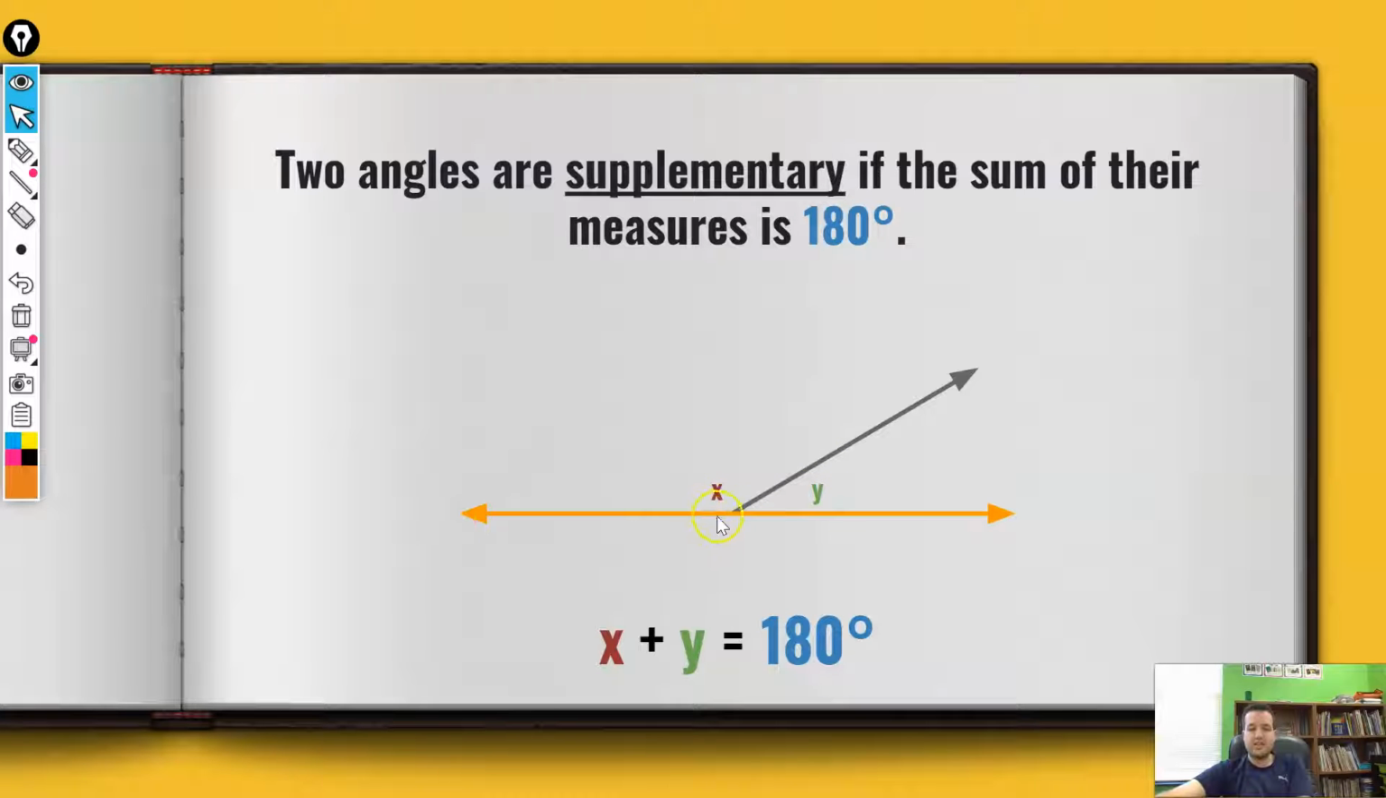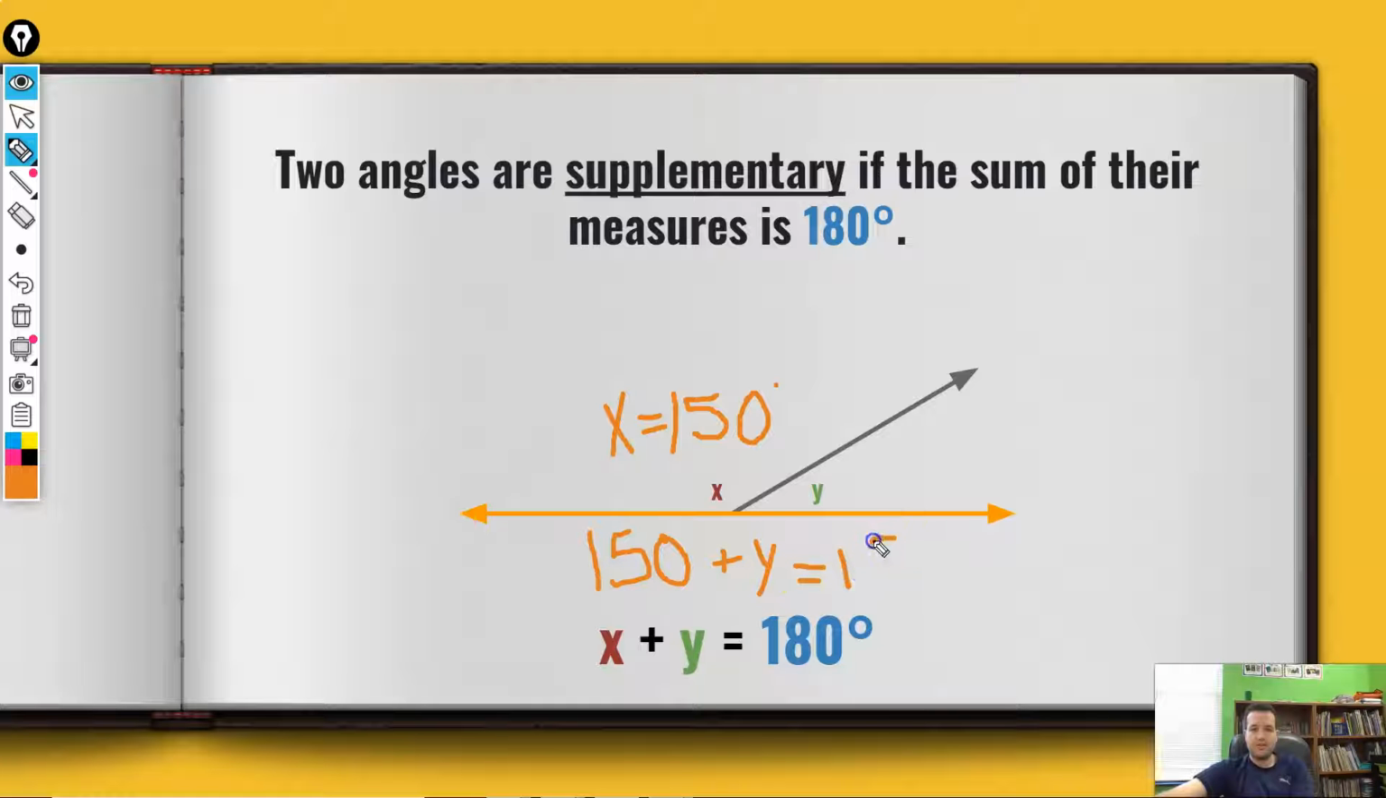So I can basically take whatever angle x is and take whatever angle y is, right? So here's angle x, here's angle y. If I add those two together, I will get 180 degrees. So let's say that I tell you that, hey, x equals 150 degrees. If I tell you that, you don't need a protractor. You could literally calculate what angle y is. You know that 150, I'm just replacing x, plus y will give me 180 degrees.